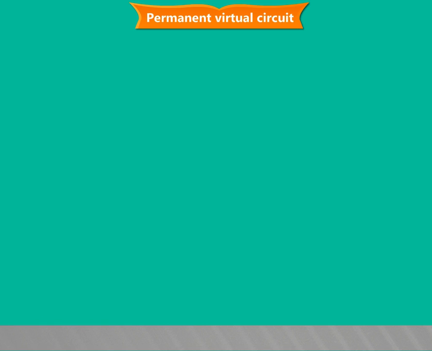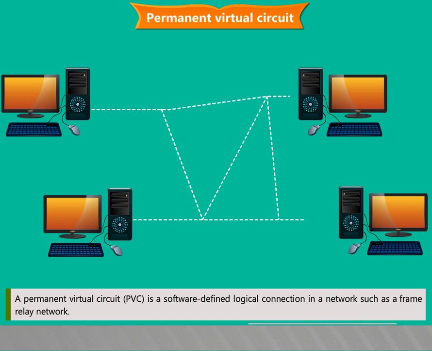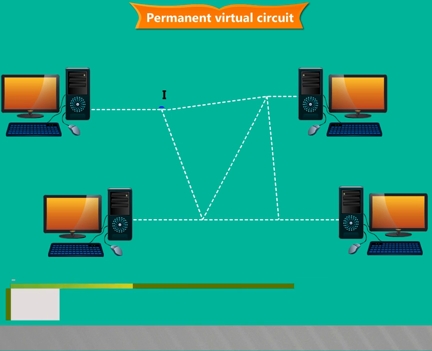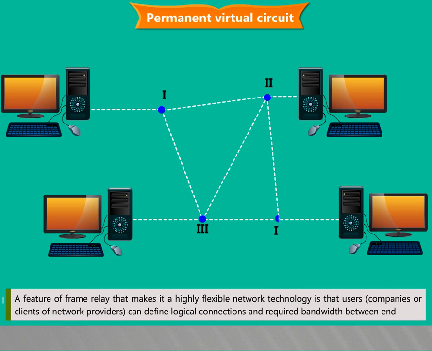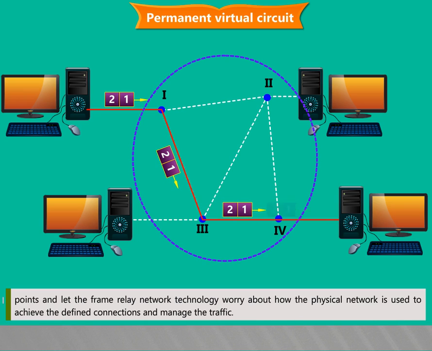Permanent virtual circuit. A permanent virtual circuit (PVC) is a software-defined logical connection in a network such as a frame relay network. A feature of frame relay that makes it a highly flexible network technology is that users, companies, or clients of network providers can define logical connections and required bandwidth between endpoints and let the frame relay network technology worry about how the physical network is used to achieve the defined connections and manage the traffic.